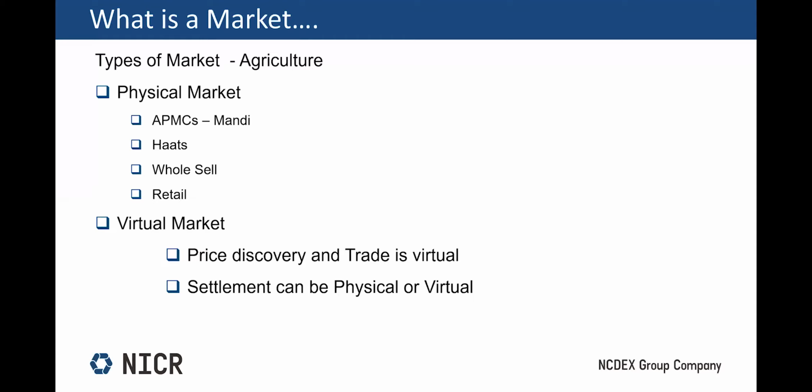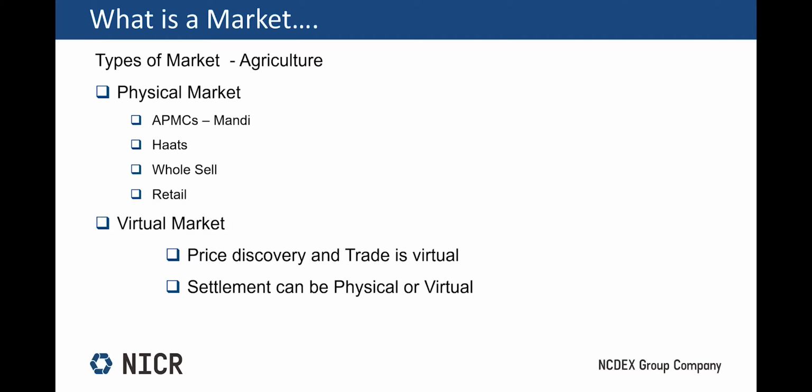So, we all know there are APMCs in India, agriculture produce market committees, which are state-legislated mandi yards where the primary produce is sold by the farmers to the traders. And of course there are haats, and then we have the wholesale markets, and then of course the retail market where you and I go and buy our daily needs.